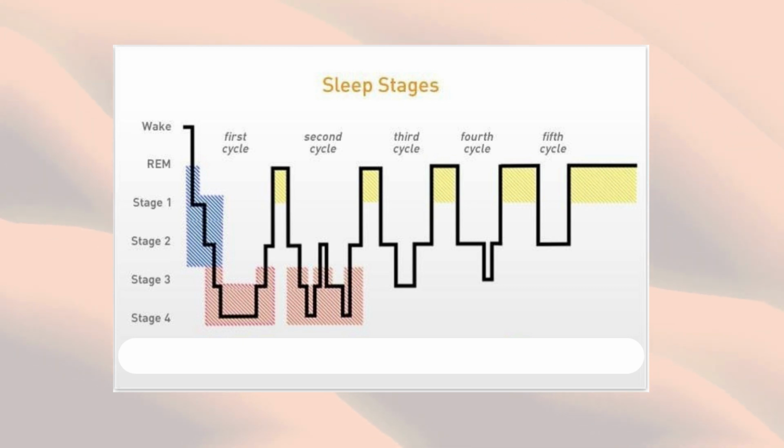Next comes our non-rapid eye movement sleep, divided into 4 stages. The first 2 stages are highlighted in blue, and the following stages, 3 and 4, are highlighted in red. Remember that during this stage of our sleep, we are in a state of unconsciousness.